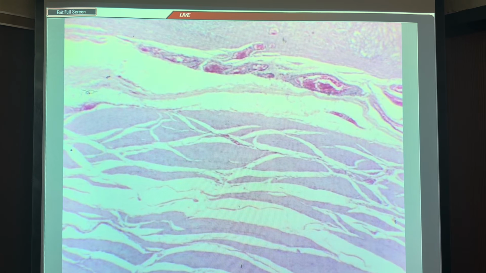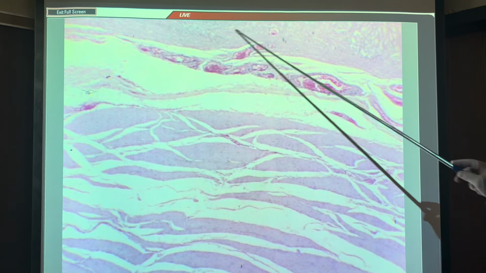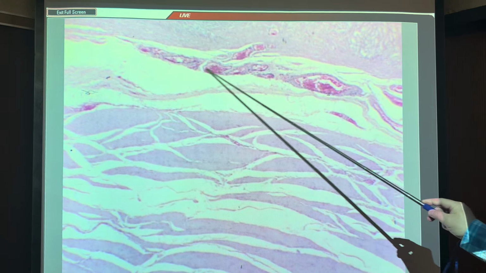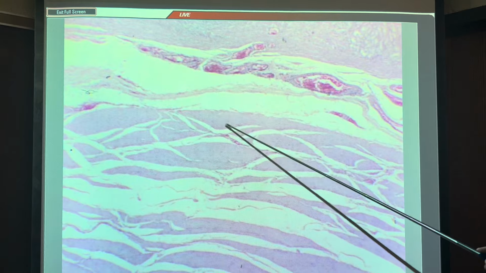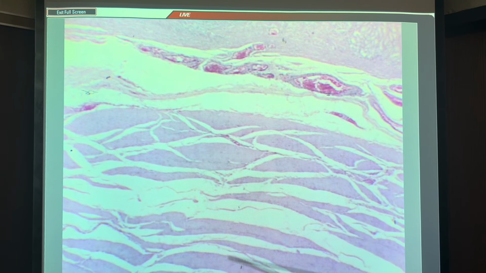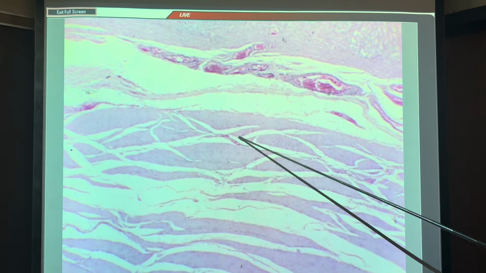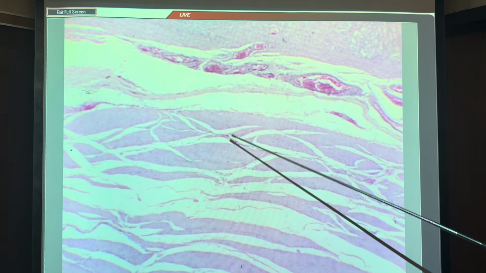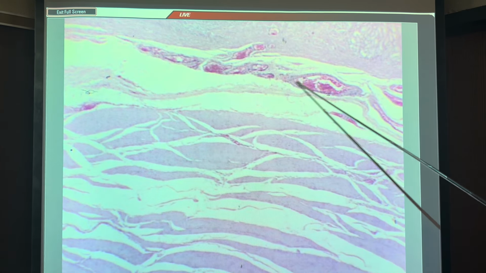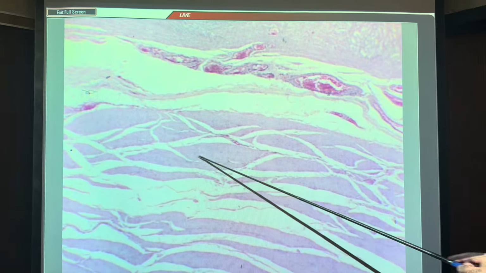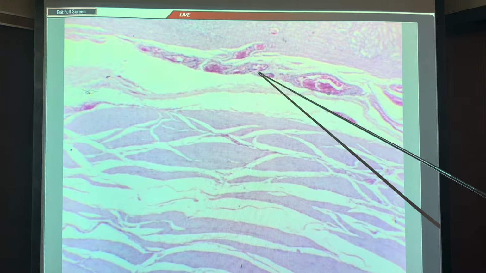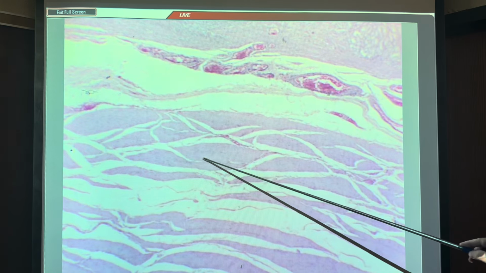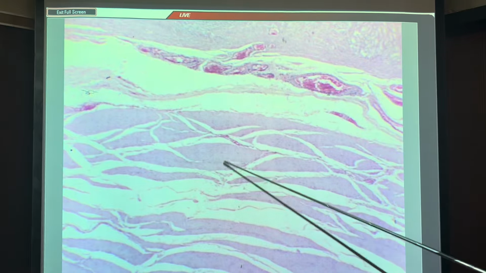Now I moved the slide a little bit. Still up here is the mucosa, still here is the submucosa, but now what we can see here, this is the muscularis externa, and the layer of the muscularis externa that is close to the submucosa is a circular layer. So if we're close to that submucosa there, we are in the circular layer of the muscularis externa.